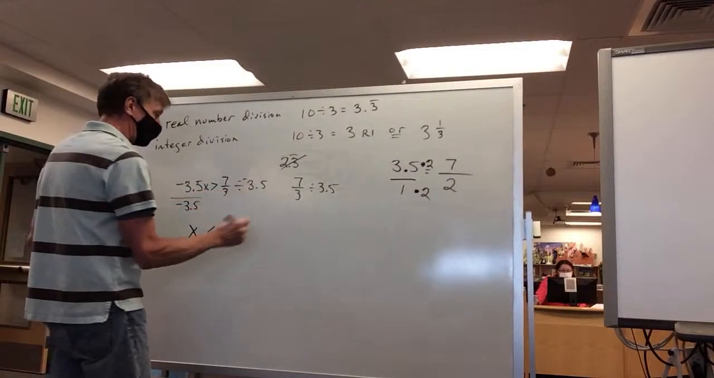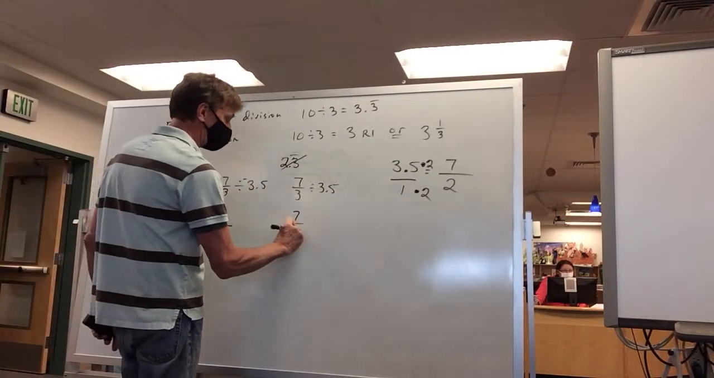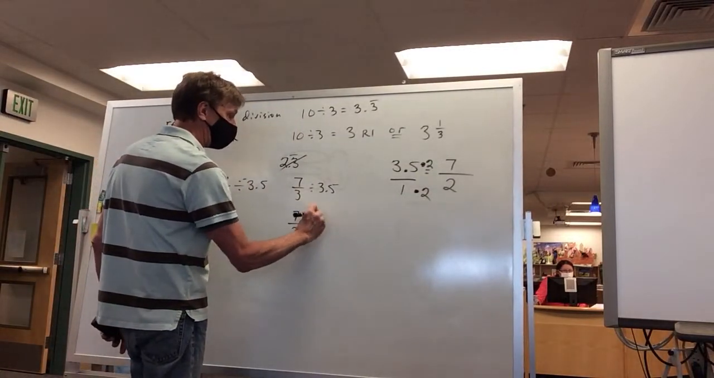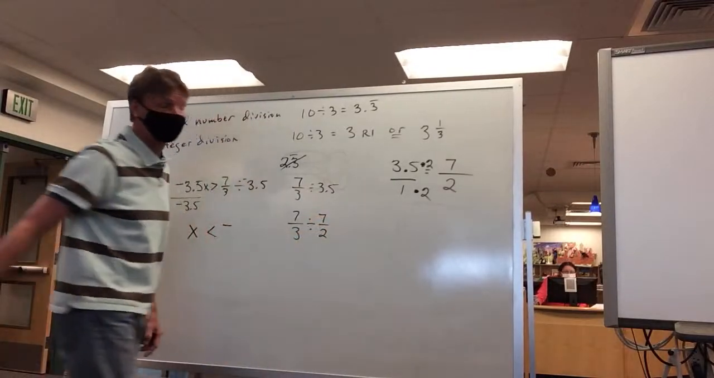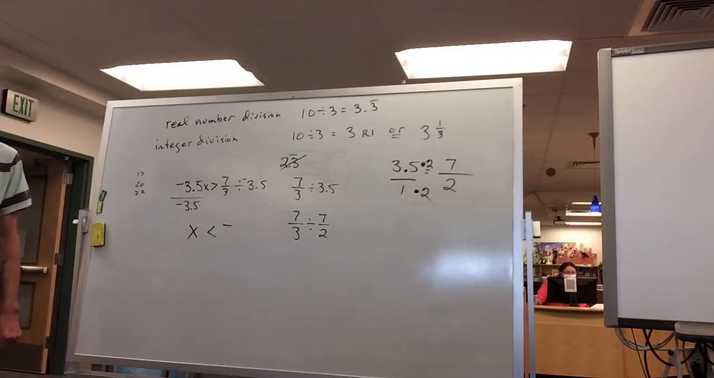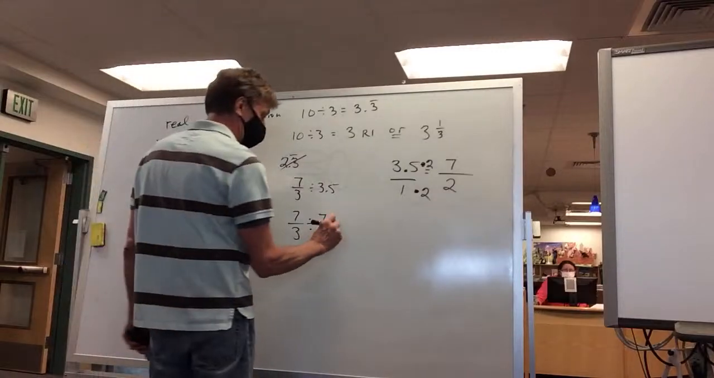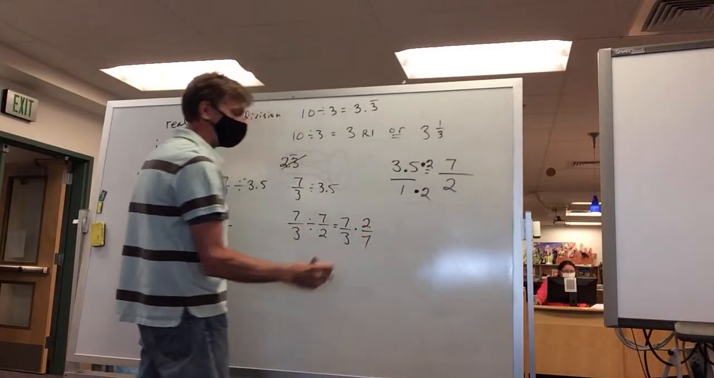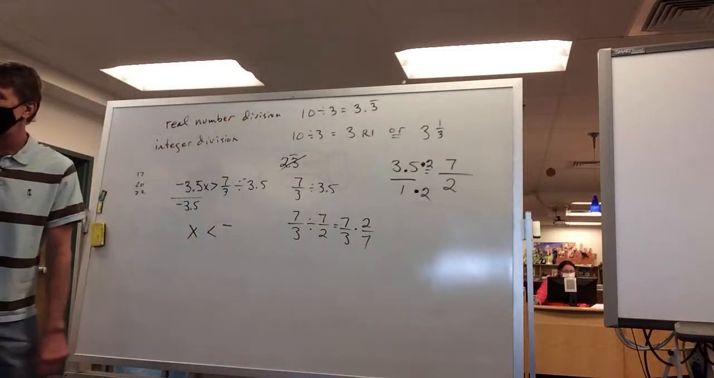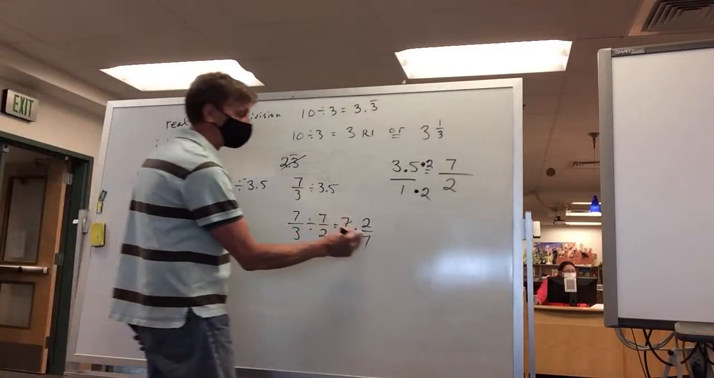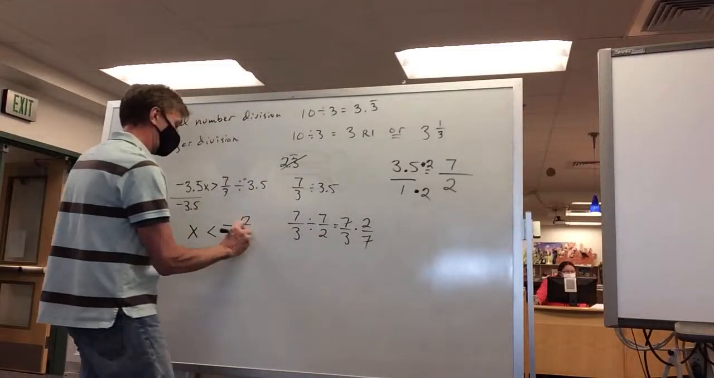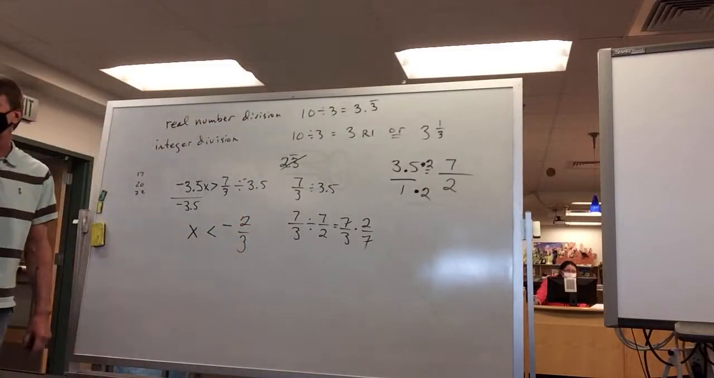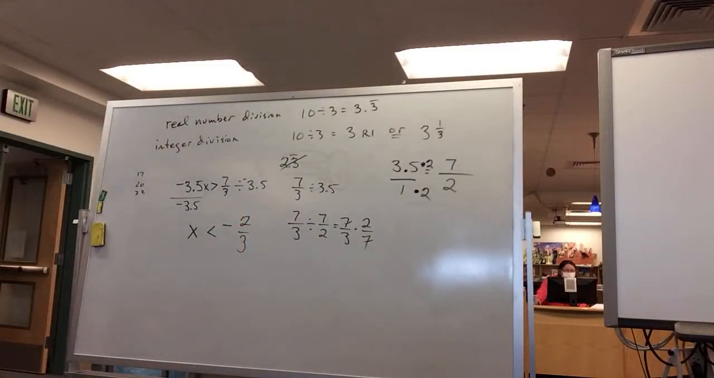Okay, so here we go. Now let's go down here. 7/3 divided by 7/2. Multiply by the reciprocal. And 2/3 because the 7's go away. See how pretty that turns out? As long as you stay away from decimal numbers. That's it right there, 2/3.